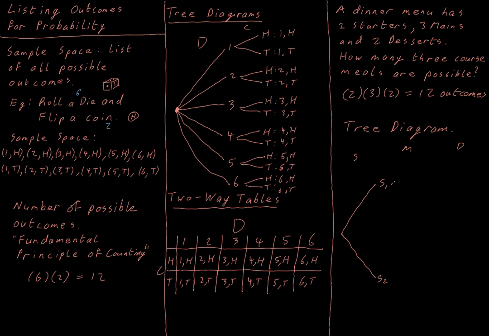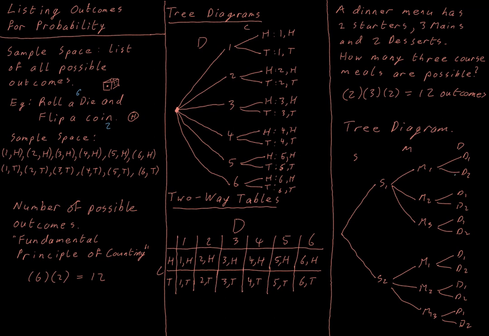And then for the main, I could have had the first main, I could have had the second main, or I could have had the third main. 1, 2, 3. Those are my 3 options for my main courses. And if I'd picked the second starter, I would have had those options as well. I could have picked the first main, or the second main, or the third main. And then from each of those situations, I could have gone for dessert 1, or I could have gone for dessert 2, and so on.